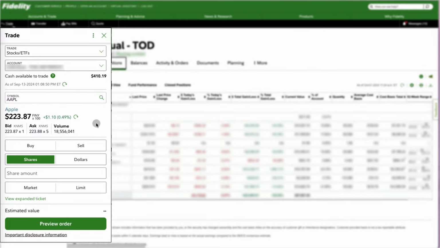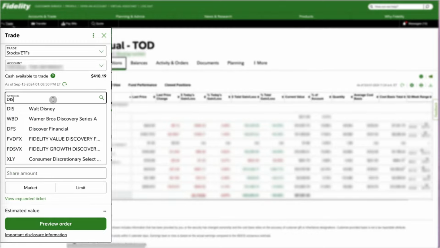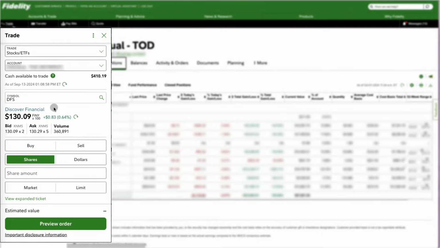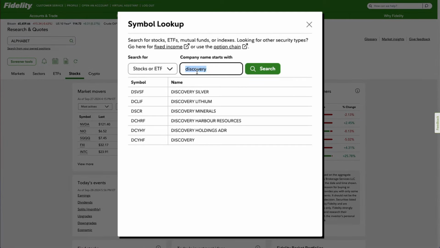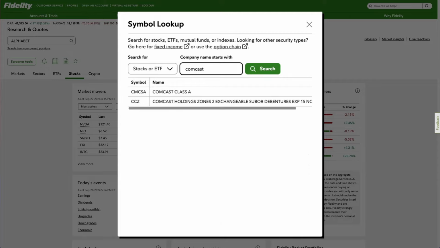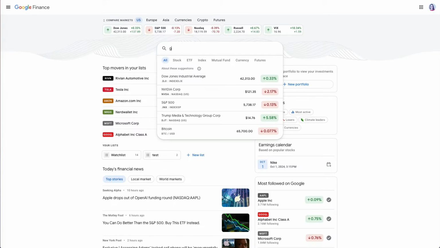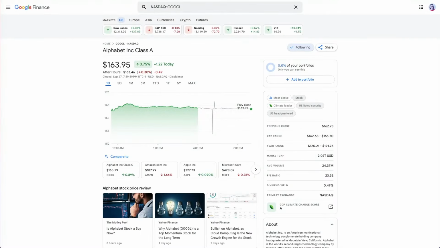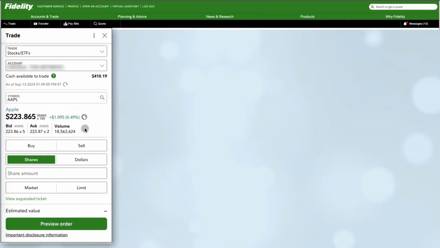I can either choose a security I already hold or type in a new one by a ticker symbol or name and then select from the list. Make sure you know the correct ticker symbol, as large corporations often have different symbols for various stock offerings, including common, preferred, and others. For example, Alphabet, Google's parent company, offers two different stocks, one with voting rights and one without. Make sure you select the one that fits your needs before making your trade. I'm going to go back and select Apple.